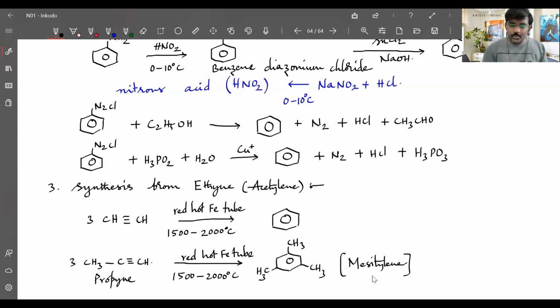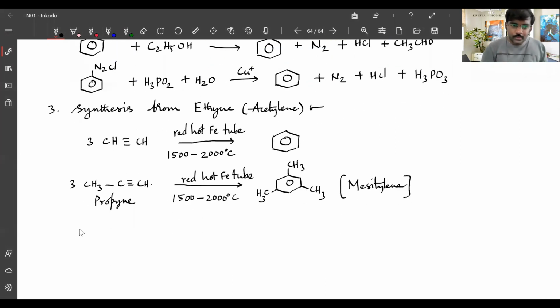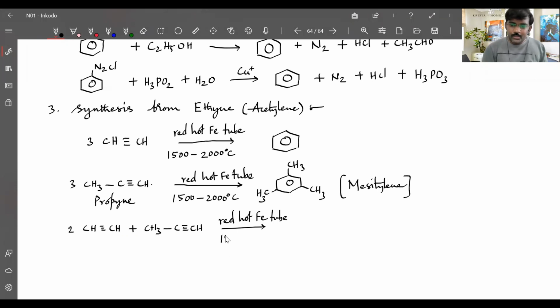So if you do the same process with propine, mesitylene can come. Otherwise, suppose I added different components, like 2 moles of acetylene combined with 1 mole of propine, and I applied the same method here, a red hot iron tube, and around 1500 to 2000 degrees Celsius I maintained. So in this case, what will come? Toluene will come.